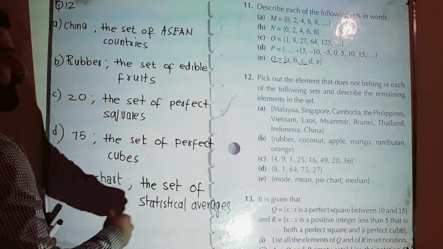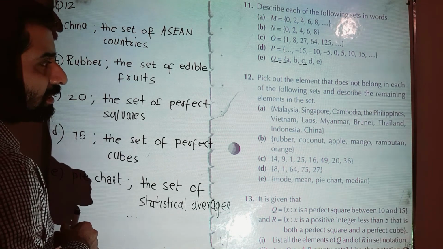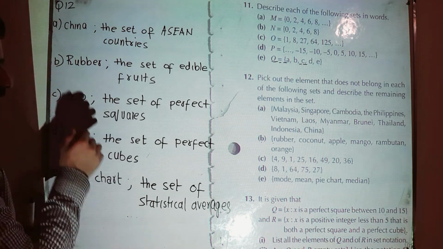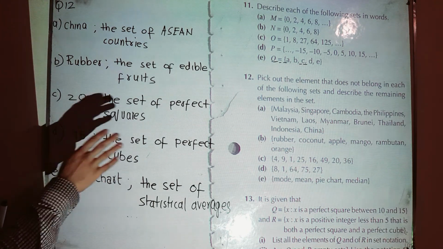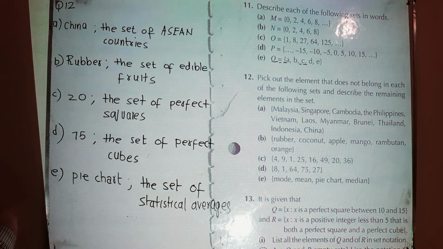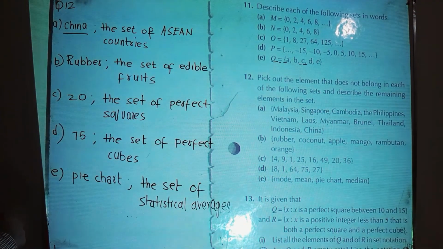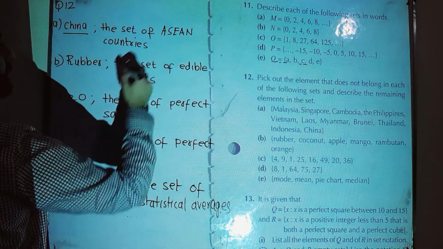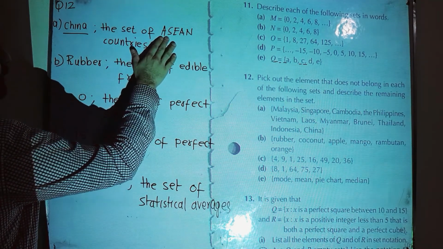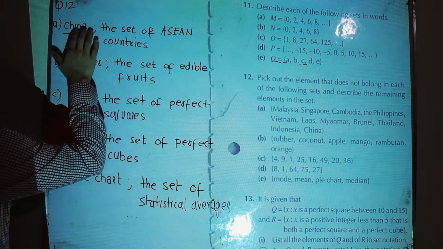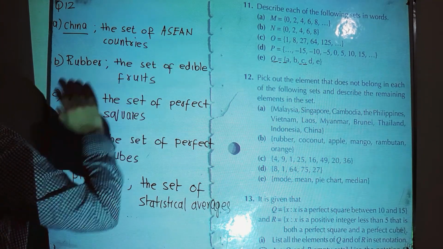We have got set A. Part A: Malaysia, Singapore, Cambodia, Philippines, Vietnam, Laos, Myanmar, Brunei, Thailand, Indonesia and China. Now if you have the knowledge, then China is the one that doesn't belong to this set because the rest are the set of countries in the Association of Southeast Asian Nations. So China doesn't belong to this one.